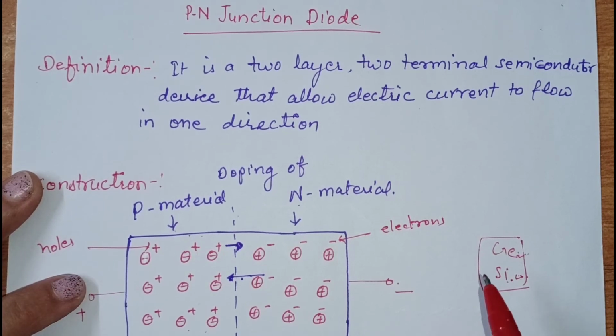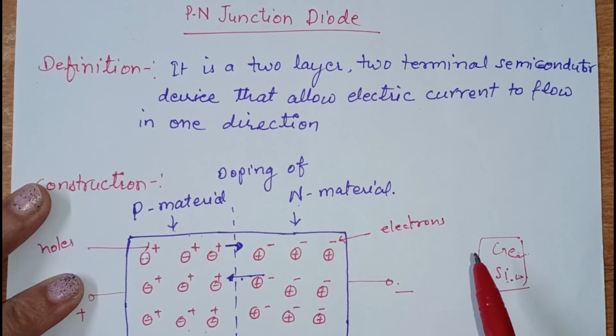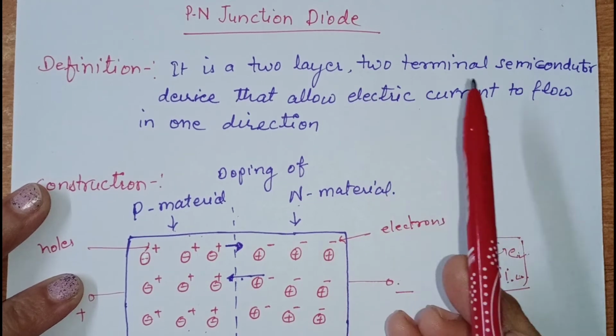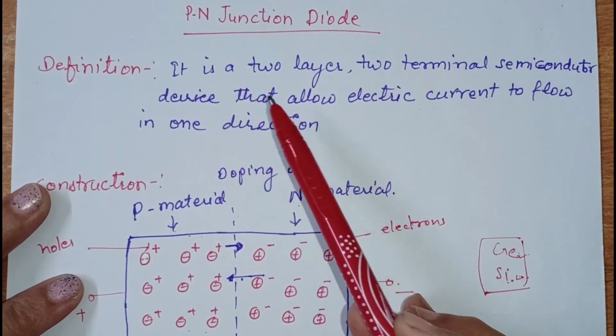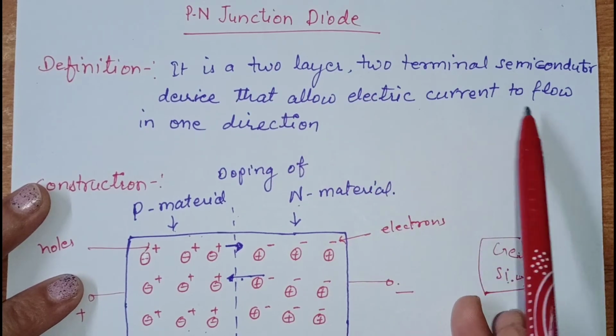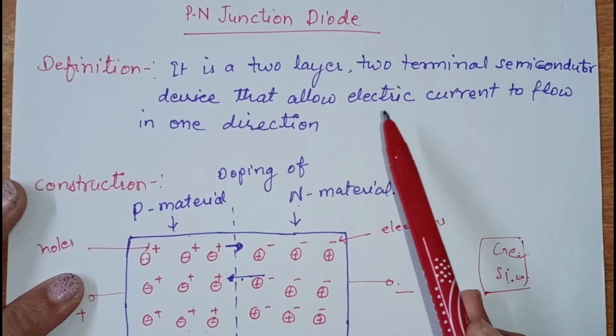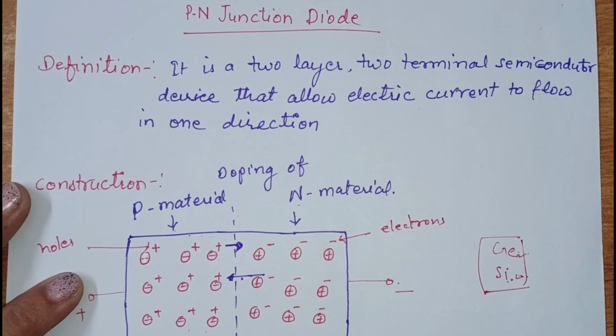In this video, we will study PN junction diode. The definition of PN junction diode is, it is a two-layer, two-terminal semiconductor device that allows electric current to flow only in one direction. Now we will see how it is constructed.